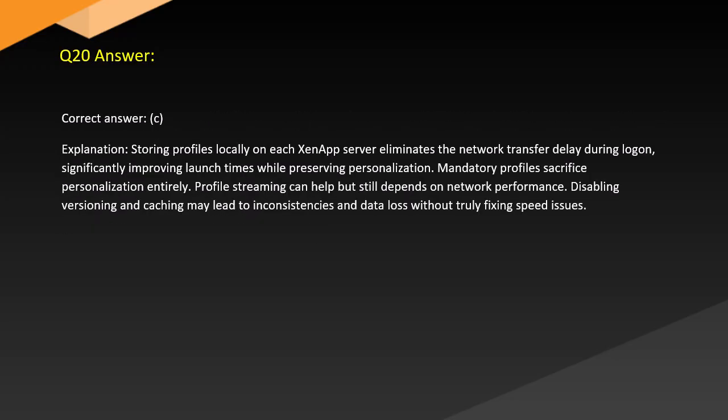Answer. Correct answer: C. Explanation. Storing profiles locally on each XenApp server eliminates the network transfer delay during logon, significantly improving launch times while preserving personalization. Mandatory profiles sacrifice personalization entirely. Profile streaming can help, but still depends on network performance. Disabling versioning and caching may lead to inconsistencies and data loss without truly fixing speed issues.